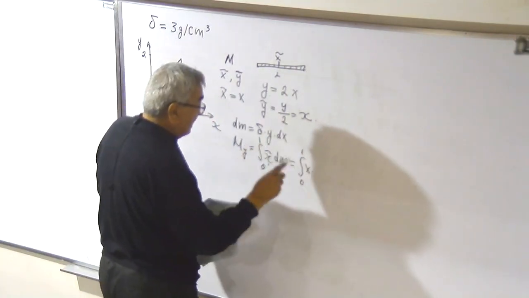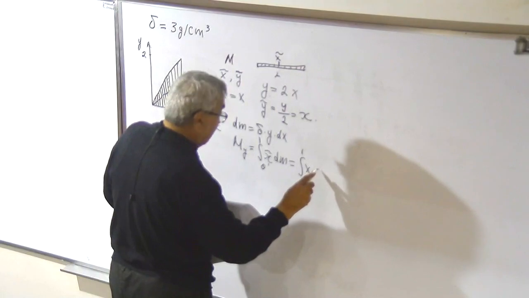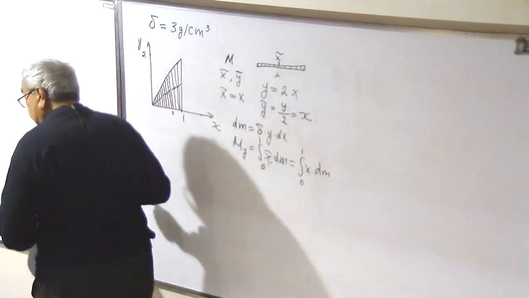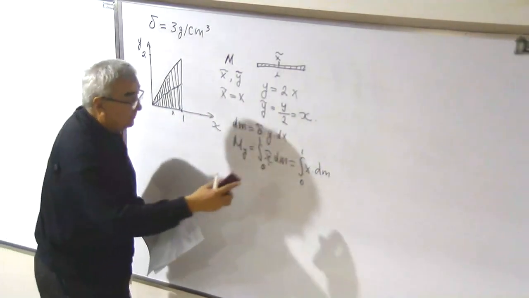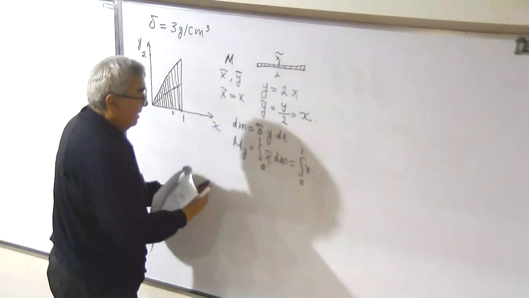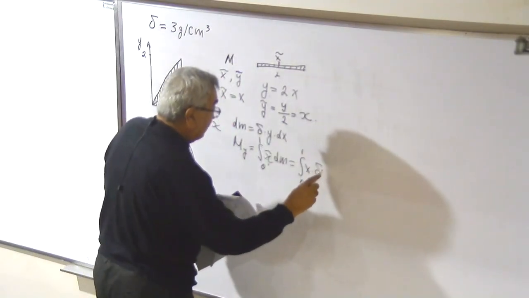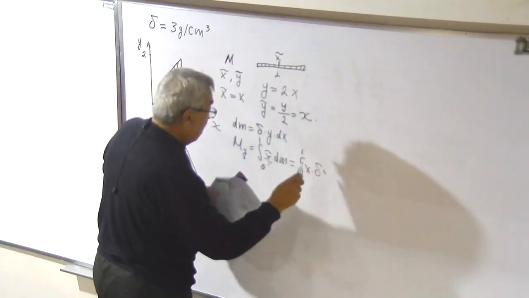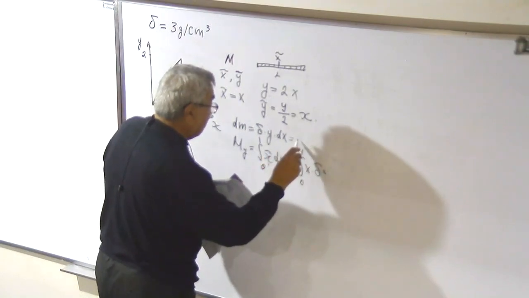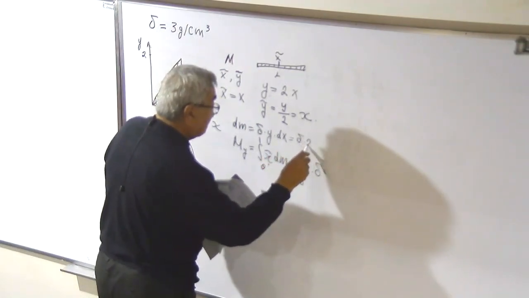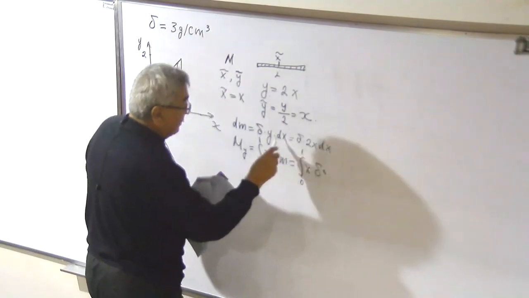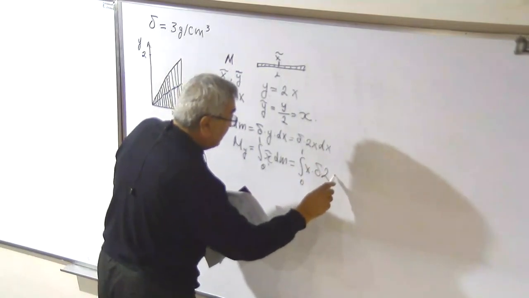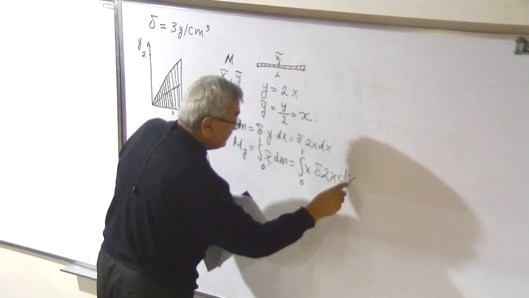dm, this is this one. That means dm should be equal to delta, y, which here is also possible to replace, that means delta multiplied by x dx. Therefore, because y is equal to 2x, here will be 2, here x dx.